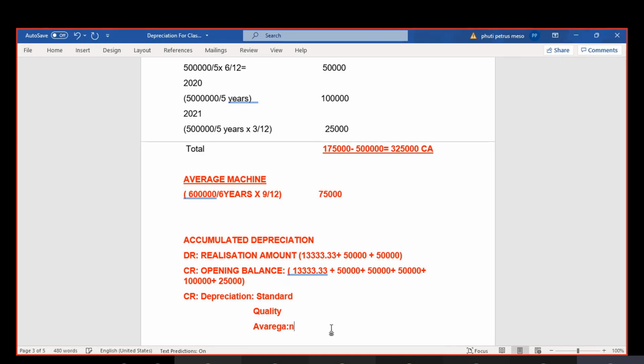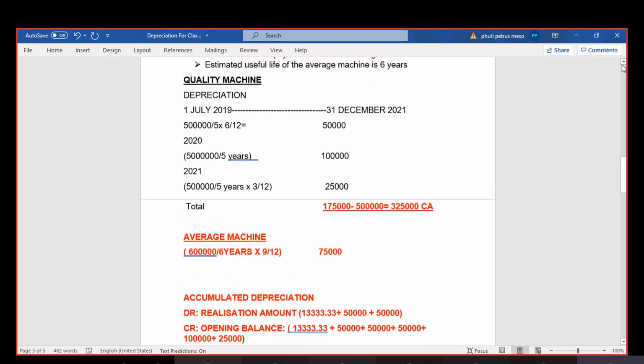Right. And here's the interesting part. Remember, we only had the quality in the current year for only 3 months, meaning that the depreciation on the quality for the current year was only for 3 months. Make sense? So how much was the depreciation for the quality in that 3 months? And the average was only 9 months, yes. So how much was it? Okay, no, it's fine. I'll just go there by myself.